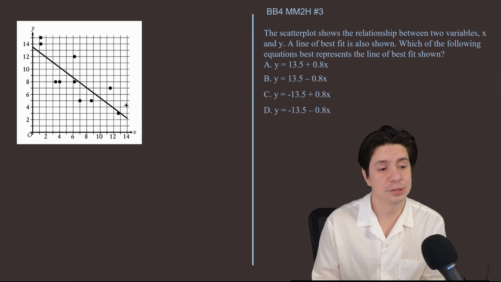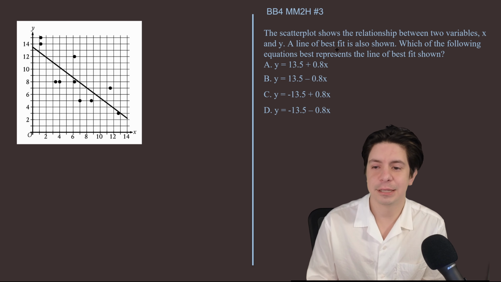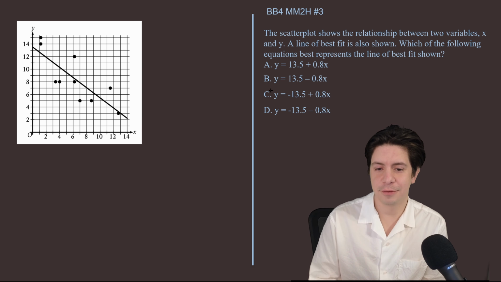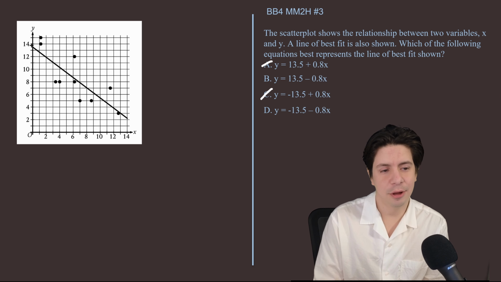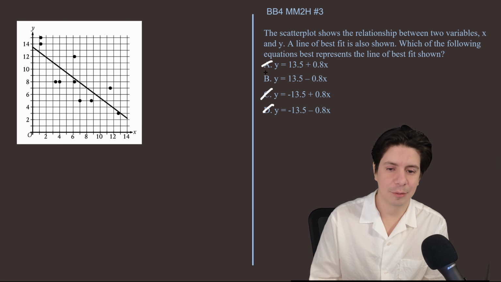All right, and this one's a great one. Very simple. The scatter plot shows the relationship between two variables, x and y. A line of best fit is also shown. Which of the following equations best represents the line of best fit shown? So first notice that it's negative slope. So let's cross off anything with a positive slope, A and C. And then notice it has a positive y-intercept. So cross off the one that has a negative y-intercept, D, and we're left with B.